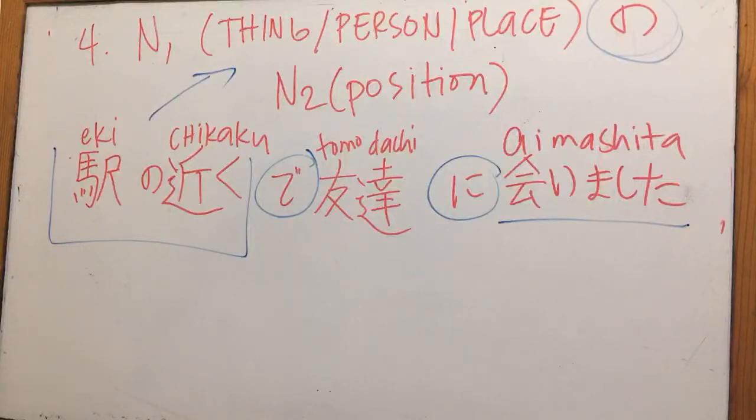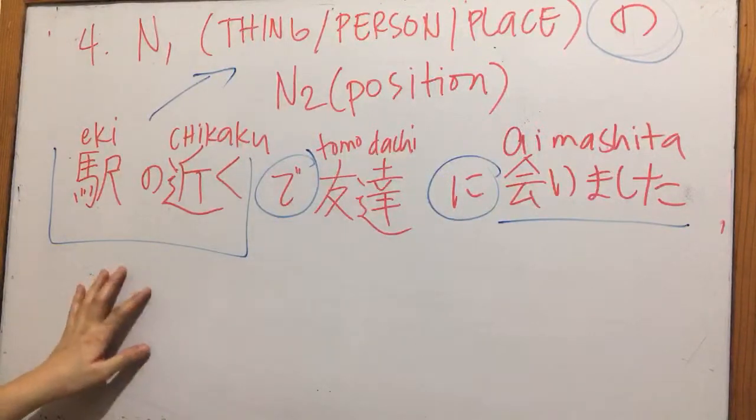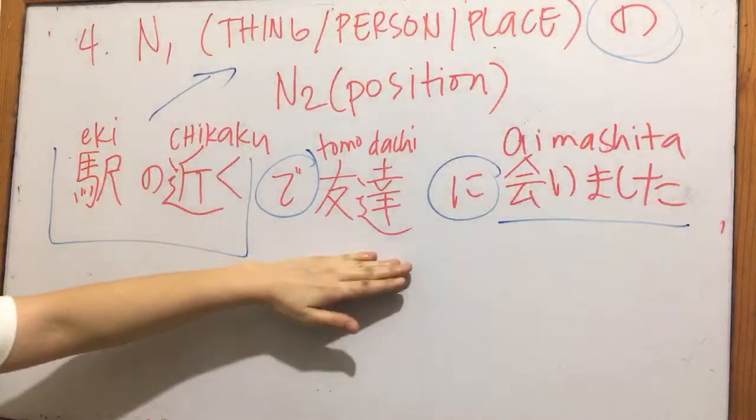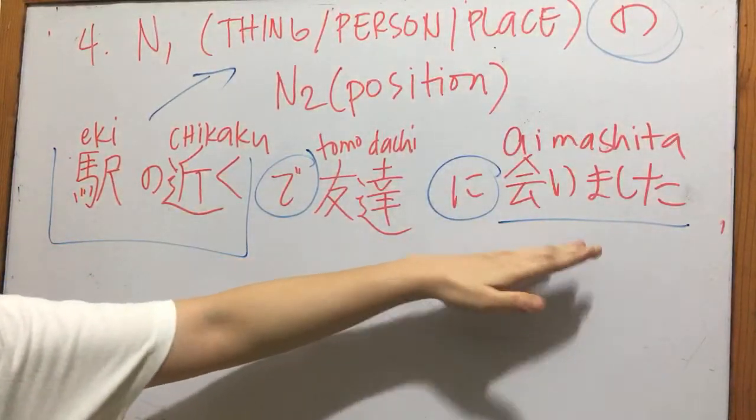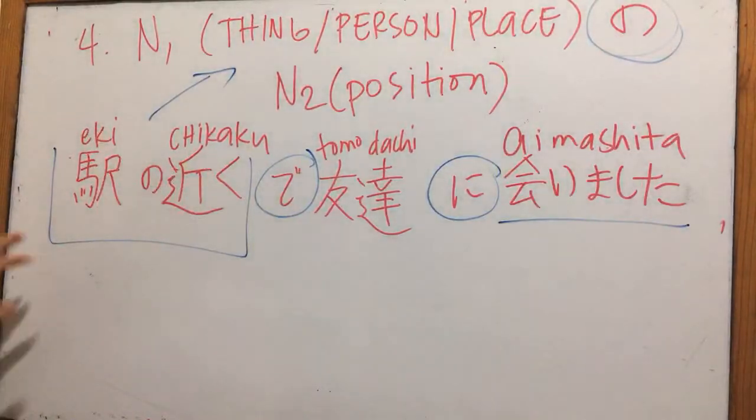I met a friend near the station. So this is near the station. Friend, and this is meet, the verb meet. Okay, next.